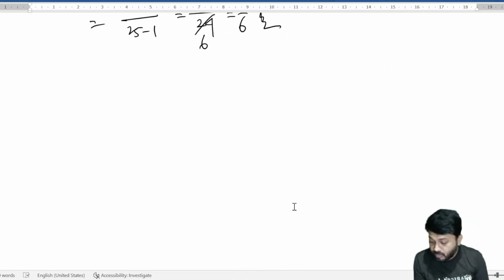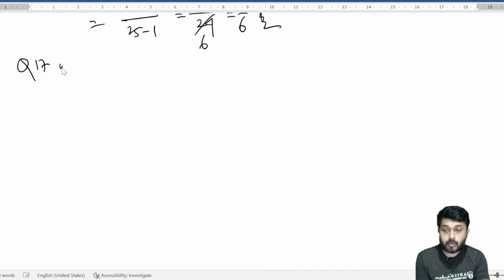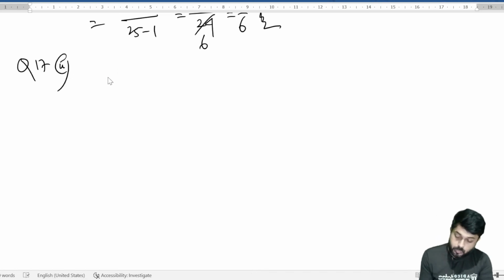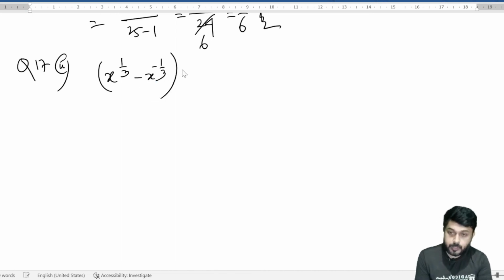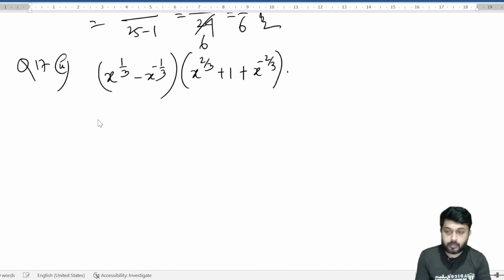After that, the one I want to do is question number 17(2). Question number 17(2) is x to the power 1 by 3 minus x to the power minus 1 by 3, okay, x to the power 2 by 3 plus 1 plus x to the power minus 2 by 3, right?